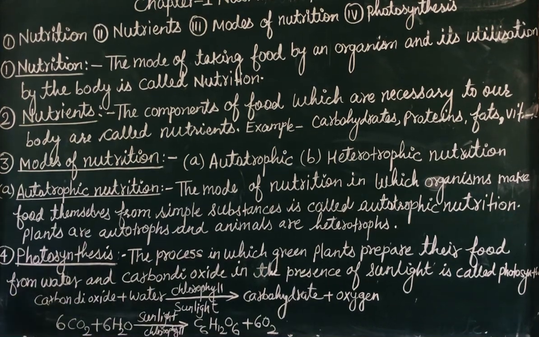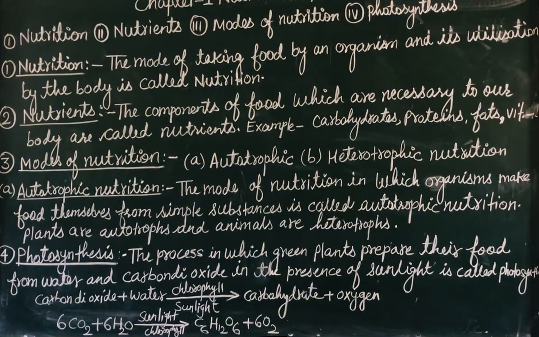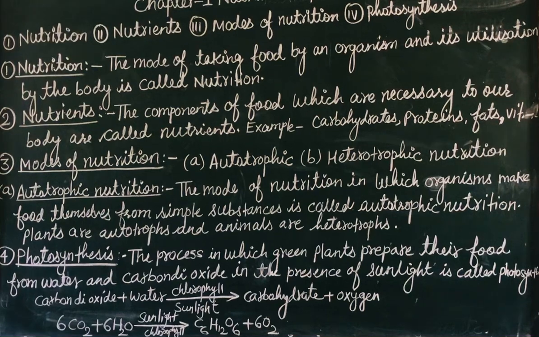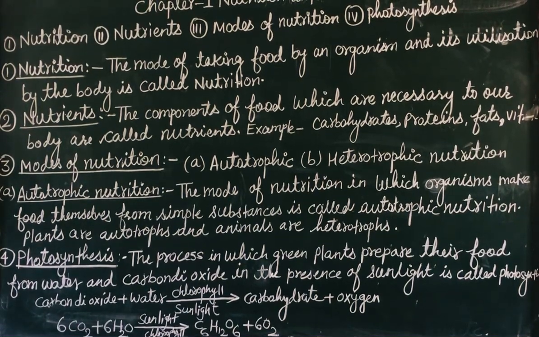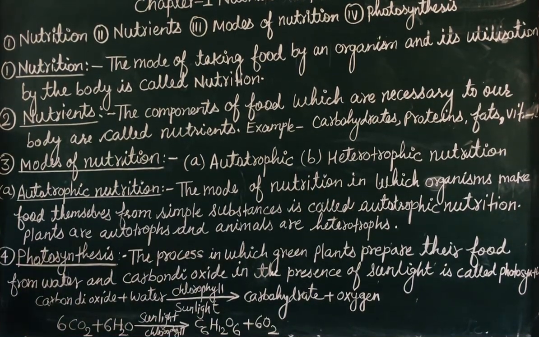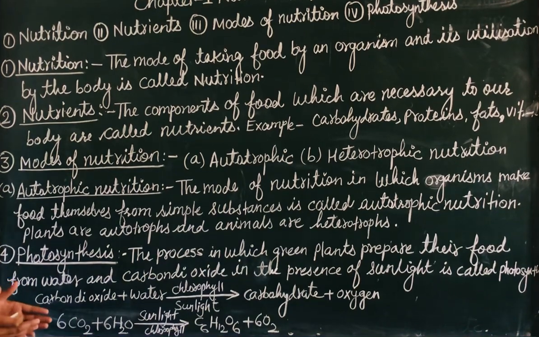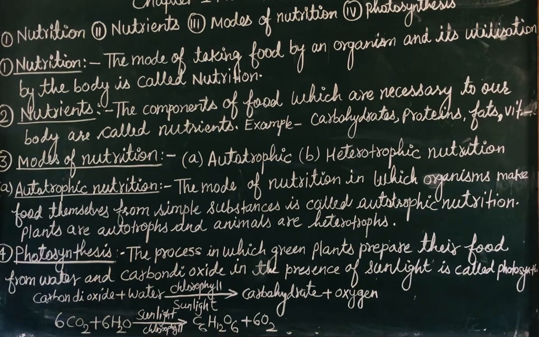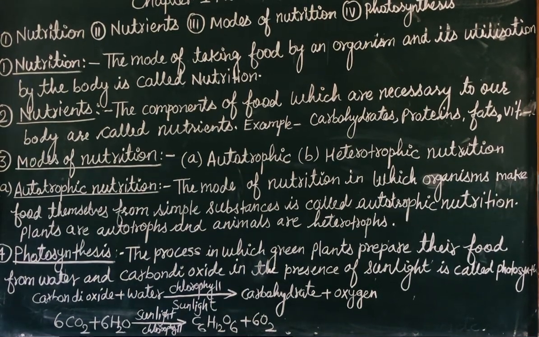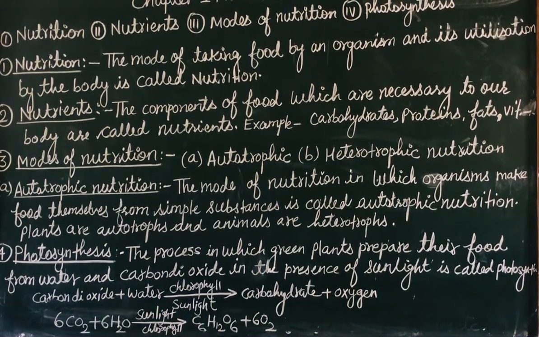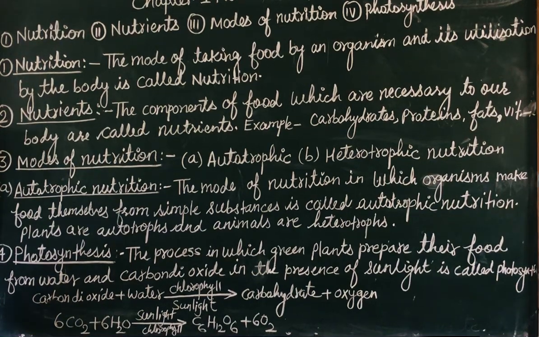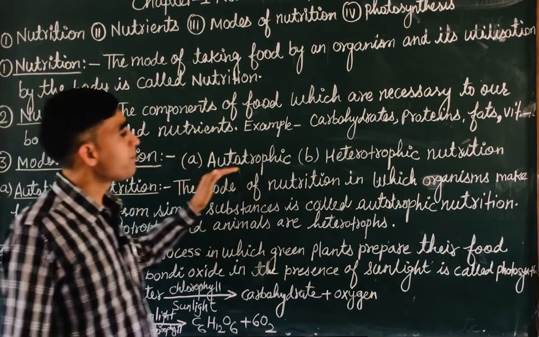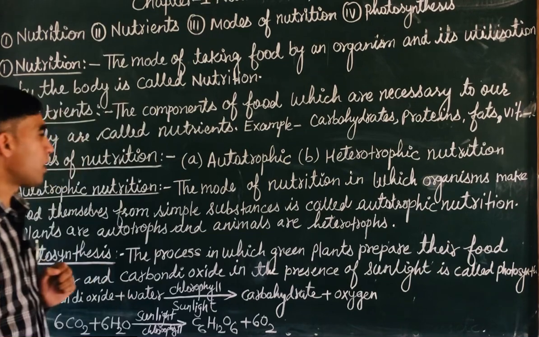Now we will see the types or modes of nutrition. The question in our mind is how living organisms obtain their food, and from where. Living organisms how do they obtain their food, from where, and in what way do they take their nutrition? So there are two modes of nutrition: autotrophic nutrition and heterotrophic nutrition.